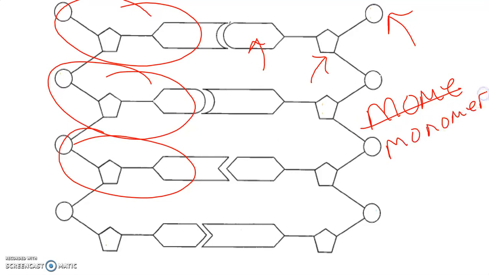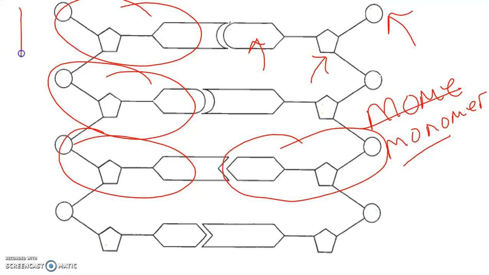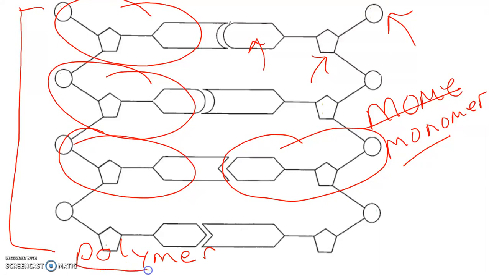Monomer is relating to the Greek word mono for 1. So here is 1 monomer, a nucleotide. So each circle represents 1 monomer. The entire structure, I'm going to draw a bracket here, represents a polymer. And poly, relating to the Greek word for many. Monomer versus polymer. 1 part to many parts.